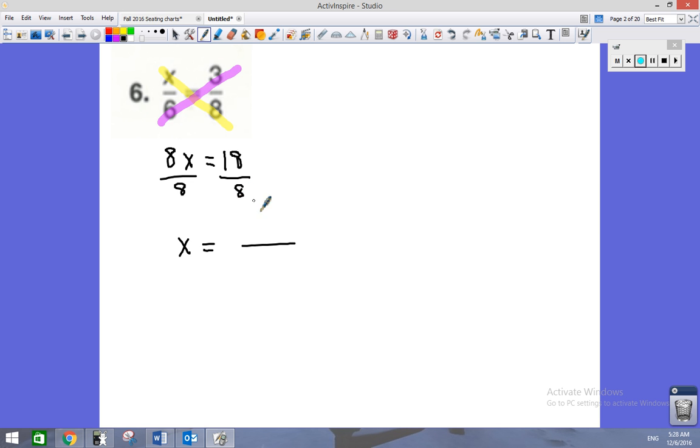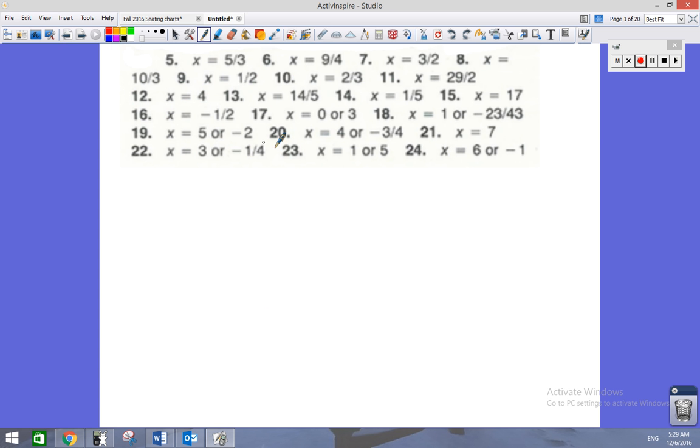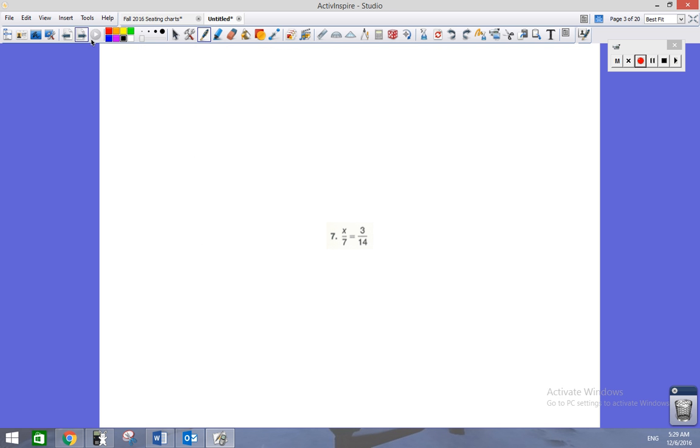Write 18 and 8 as products. They're both divisible by 2. 18 is 2 times 9. 8 is 2 times 4. Common factors cancel because 2 divided by 2 is 1. So you can leave your answer as an improper fraction. So I'm getting 9 over 4, well, not for the first one, for number 6. All right.